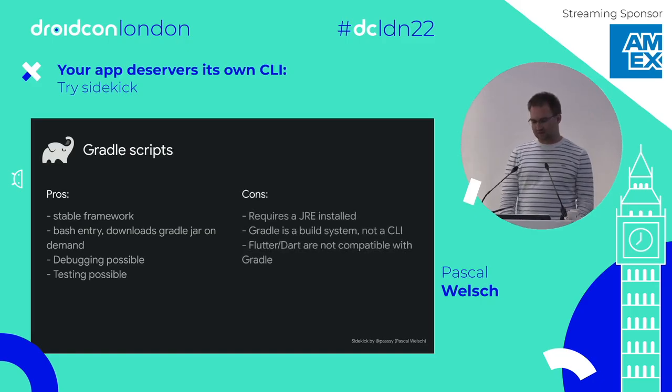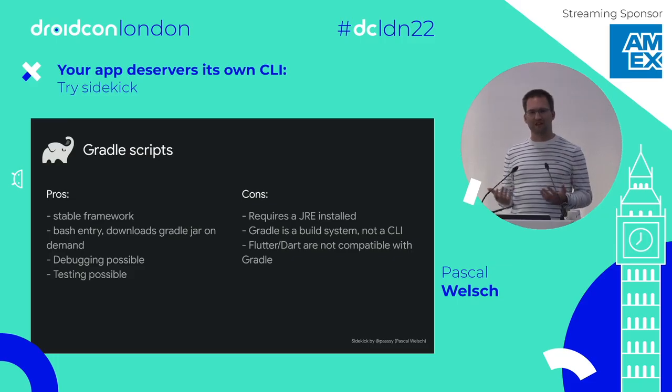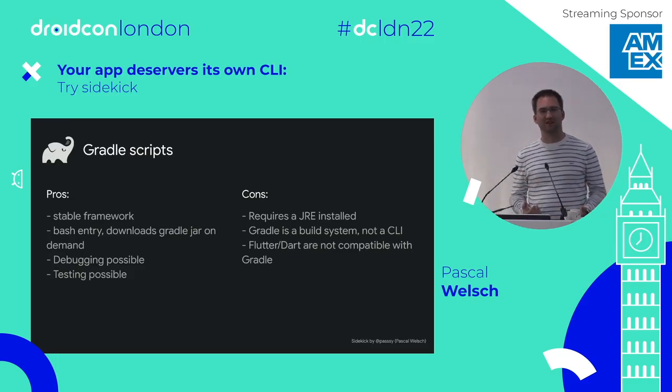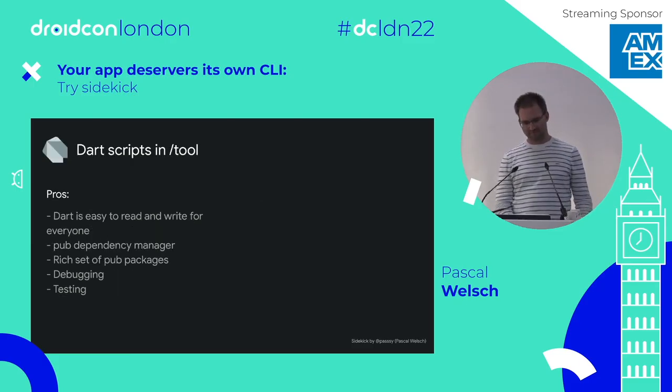That's cool, but it's not so cool that you have to have Java installed on your system, which also means if you want to execute it on CI, you also need to have Java installed. Not great. Also, it feels a bit odd to write Gradle tasks to basically write a CLI program. It's just not right. It's not the right tool for the job. And additionally, because we are here in the Flutter track, Flutter and Dart are basically not supported by Gradle. So let's skip that.